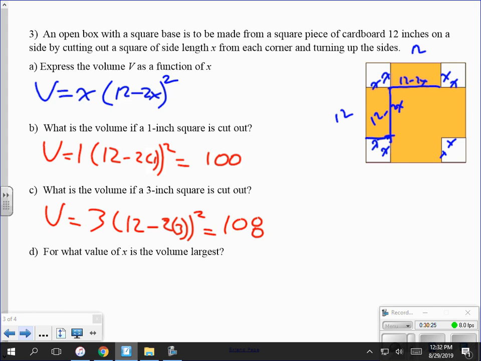Part D. For what value of X is the volume the largest? What are we looking for? Maximum. Good. You should know how to find that by now. Please do so. What do you get? X equals 2. That is the largest value.